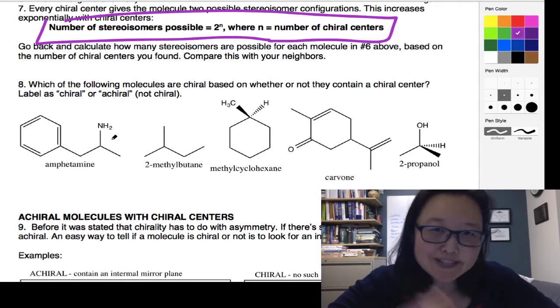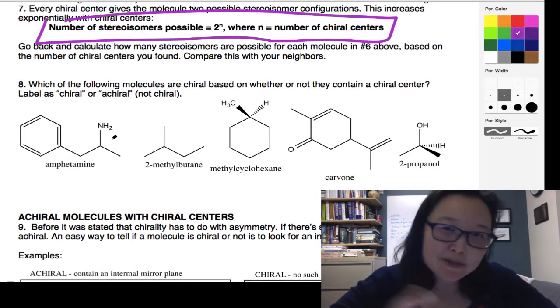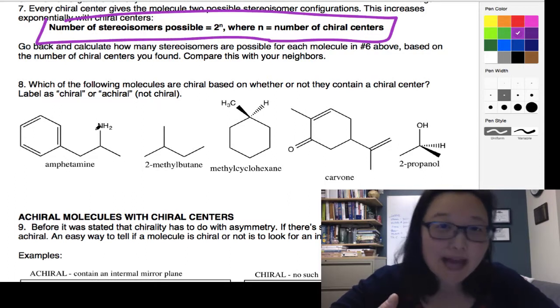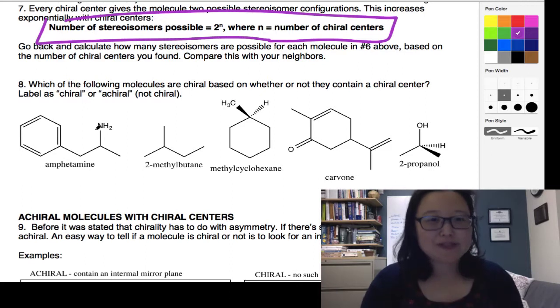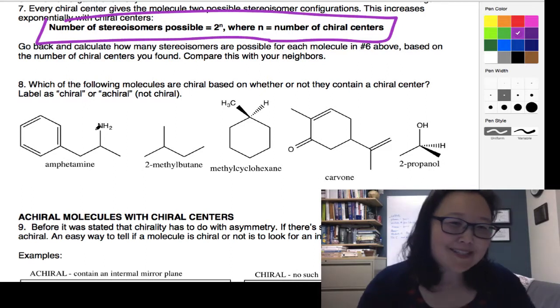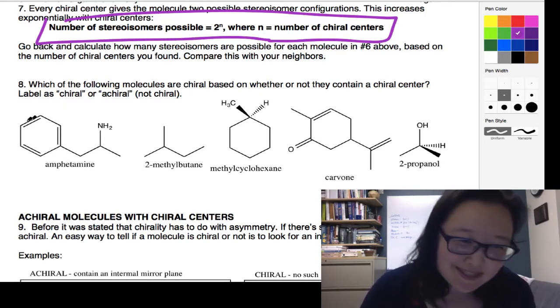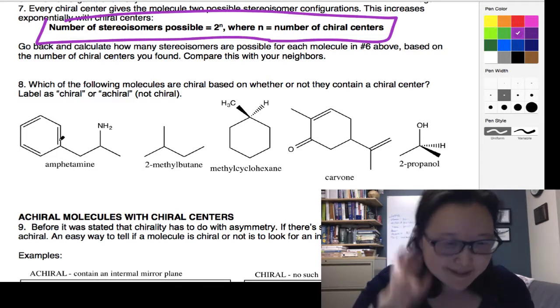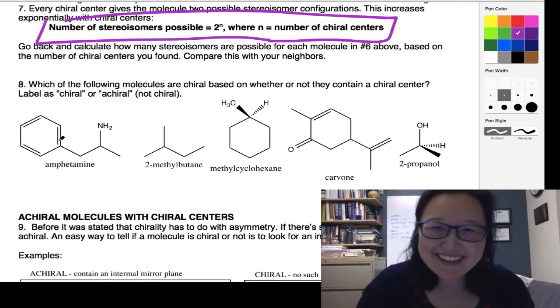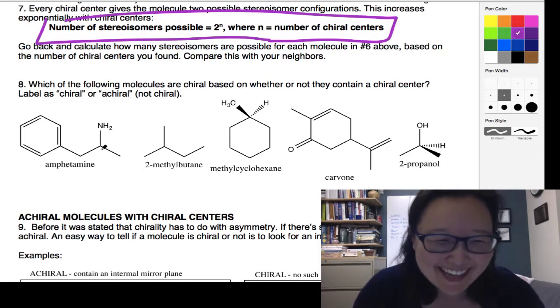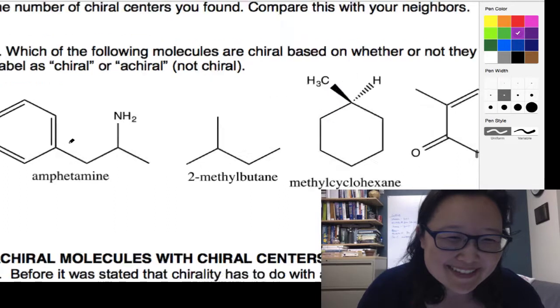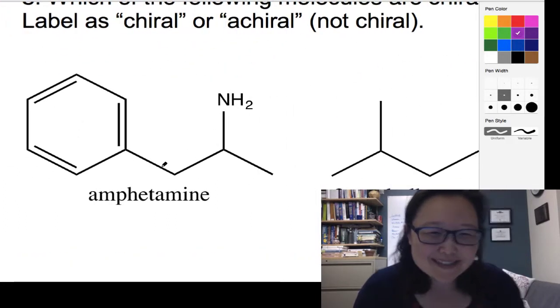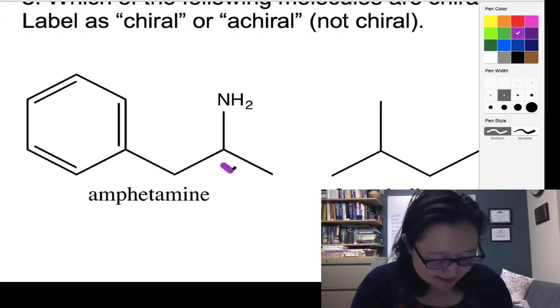So if you have a stereogenic center or chiral center, the asterisk, if you have that in a molecule, you're likely to be chiral, meaning you've got this property of having 2 stereoisomers for every chiral center. So let's take a look at amphetamine, which is the precursor to methamphetamine. So Breaking Bad fans out there, I know you're out there. I'm one too. So this molecule here, do you see the chiral center is right here?